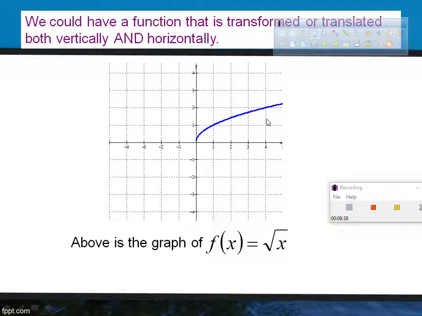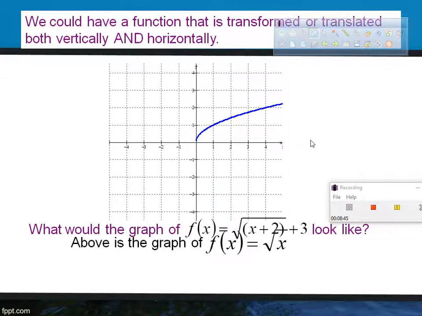All right, now let's actually do them both together. Let's say you had your square root function. So let's just say you had the square root of x. What do you think the graph would look like if I gave you this on the test? X plus 2 plus 3. What do you think would change to this function that's in blue? Where would it go? It would go left 2 and up 3.